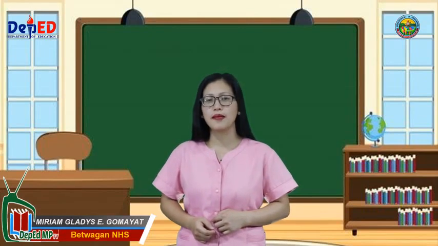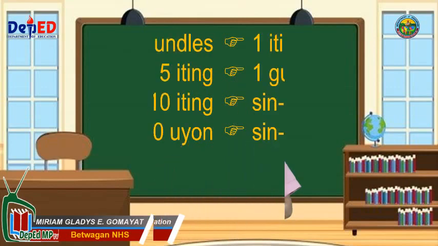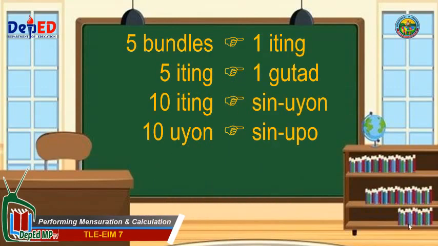Let's look at an example by going back to the terms that I presented earlier. Look at the table here. If 5 bundles of rice is called sin-eating, and 10 eating of rice is called sin-upo, how many eating are there in 3 upo? You can pause this video for the thrill of it and answer first. Then you can play it again for the answer.